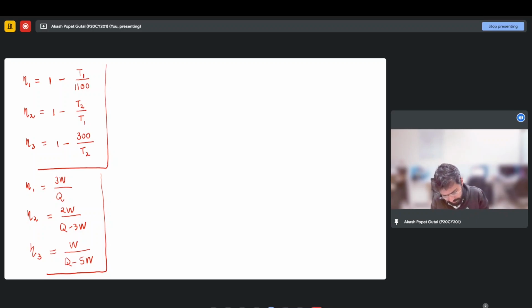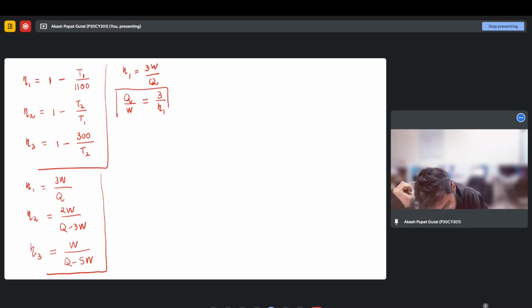So if you see, W and Q are constant here. Constant in the sense that we can write eta 1, eta 2, eta 3 in terms of W and Q. Let's write these three equations in terms of Q by W. In the first equation, eta 1 is equal to 3W by Q, so Q by W is equal to 3 by eta 1. This is our first equation.